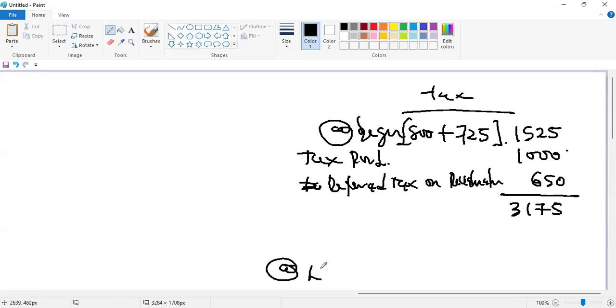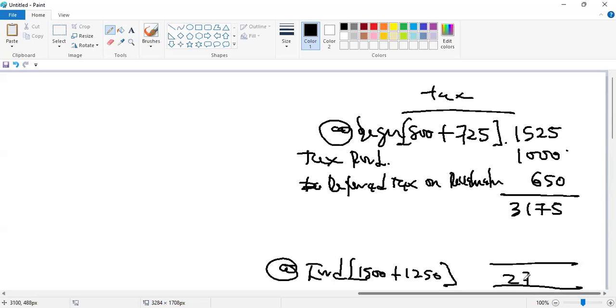At the end, what did they report? What is the deferred tax at the end? We'll check. 15 plus 1,250. I will add the two together. What does it give us? 2,750. How much is the tax paid now?